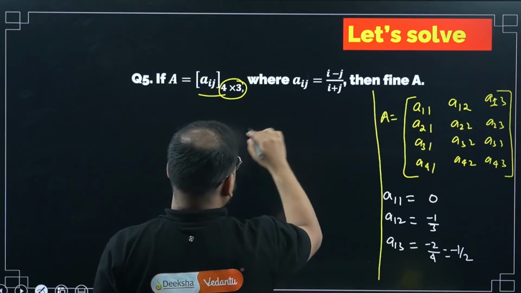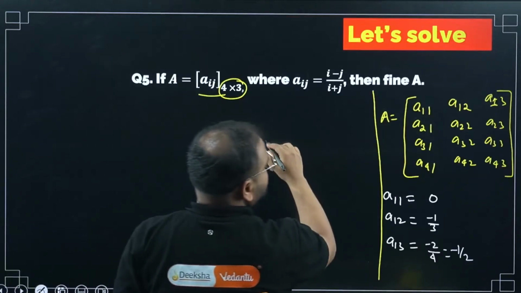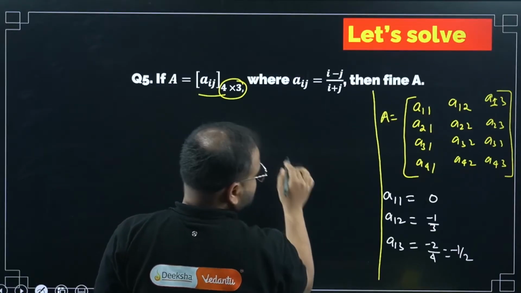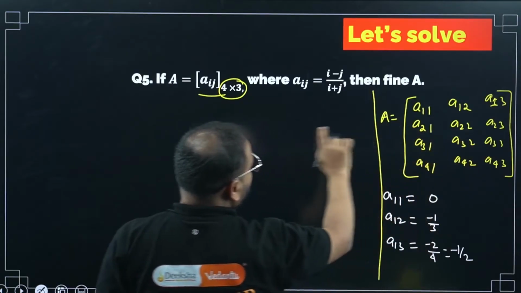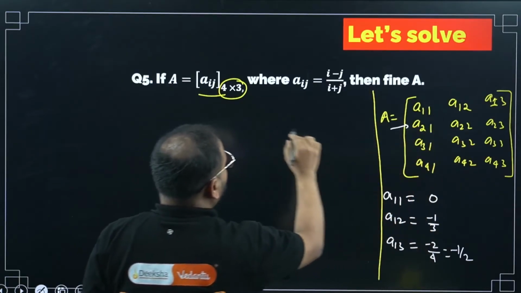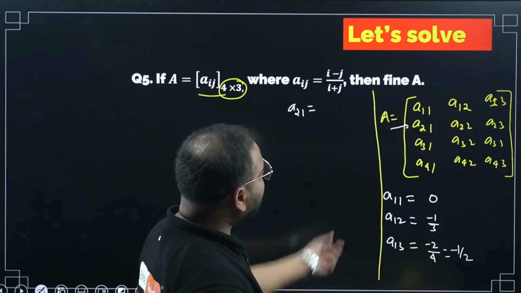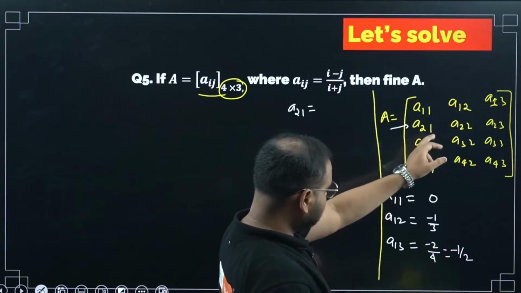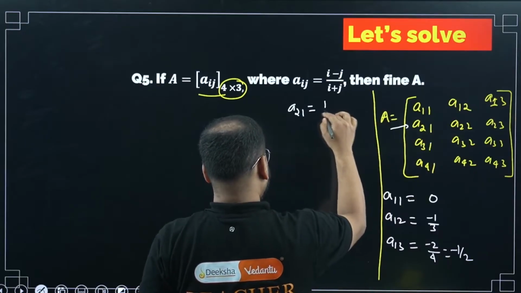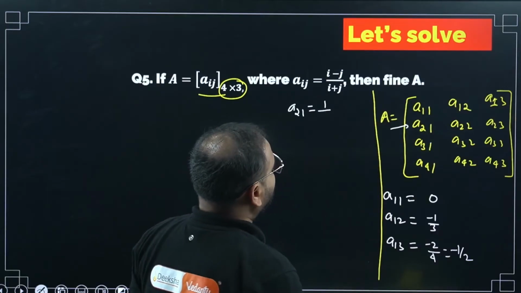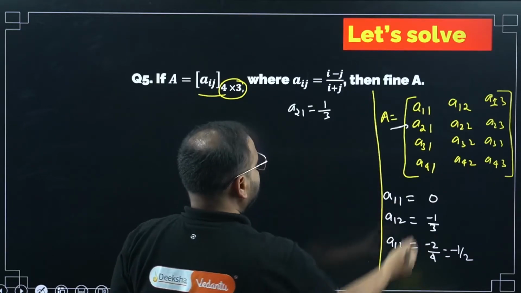A21. Let's do it here only. First row is done: A11, A12, A13, correct. Now let's do this row. How will A21 look like? Again, the difference of i and j. So 2 minus 1 will be 1, upon the sum. So 1 by 3.